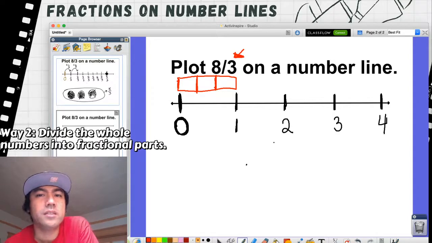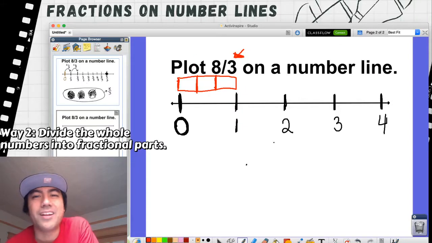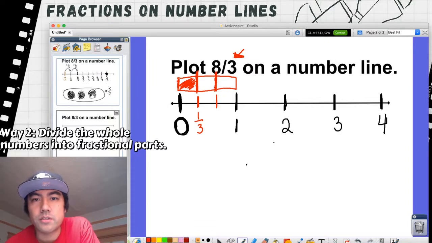And again, let's look at the directions. It says plot 8 over 3 on a number line. Plot 8/3 on a number line. So here's 1/3. This is 1/3 right here. Over here is where 2/3 is. So notice how I'm going straight down. Here's 2/3. See, and over here, this is 3/3. But wait a minute, it's also the same thing as 1 whole. So this is 1 whole or 3/3.